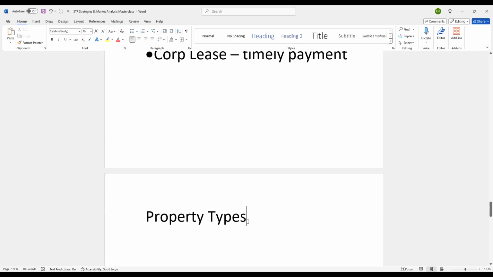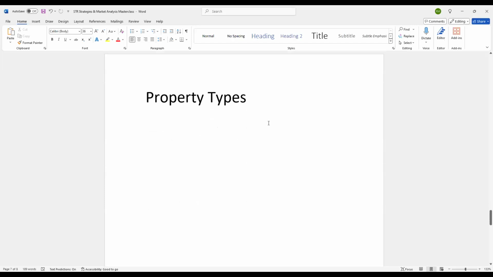All right, so property types. As we've looked at, obviously, there's all types of single family homes that are out there and available for rent. There's all types of multifamily.